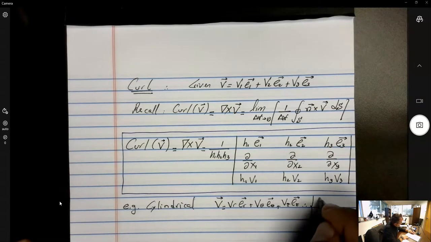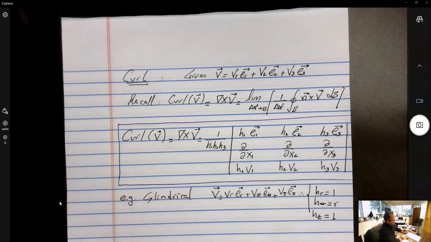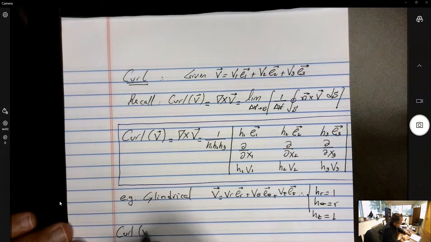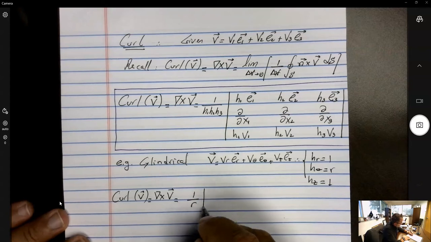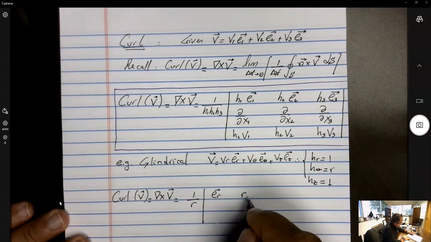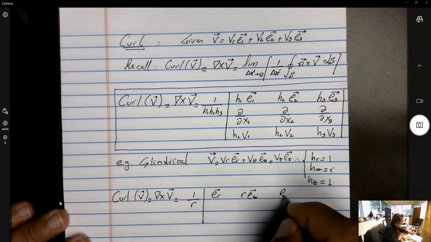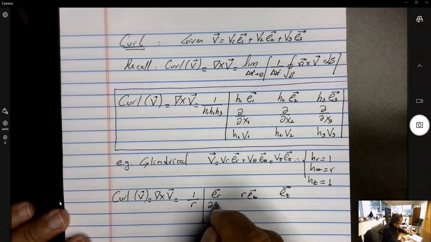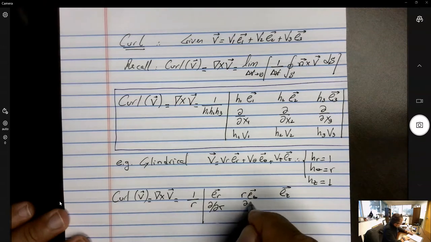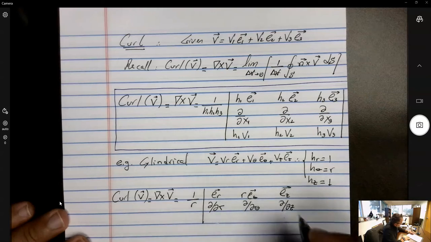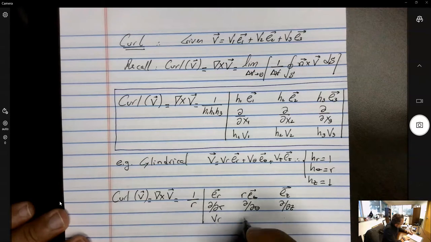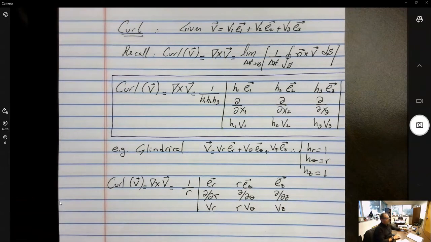and the three scale factors are 1, r, and 1, then the curl of v, denoted as del cross v, is 1 over r times the determinant of er, r e theta, ez; d/dr, d/d theta, d/dz; and vr, r v theta, and vz. So we have to take the determinant of that expression.